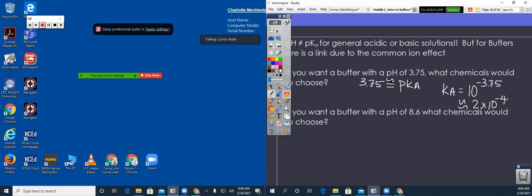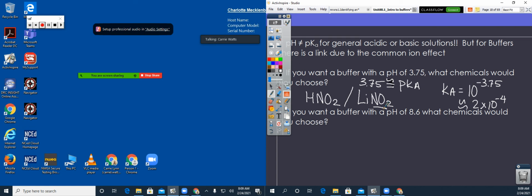So what I wanted to do was look up 2 times 10 to the negative 4 to see what acid and conjugate base that would look like. The closest one I found on the tables I was looking at was nitrous acid. So I thought the buffer pair I could use would be nitrous acid, and then I just put together a salt with a conjugate base. I said, okay, well, I could use lithium nitrite, because that's where I could get my base.